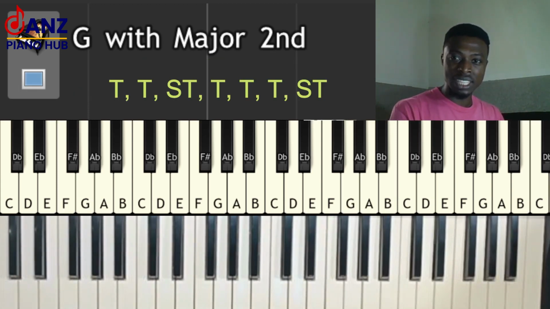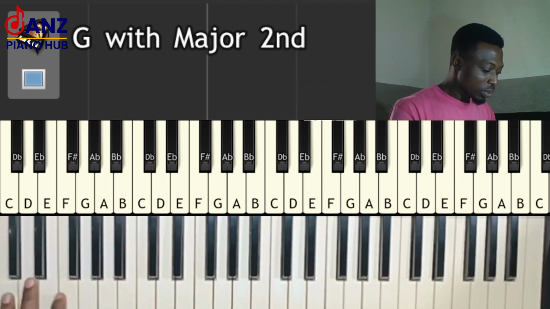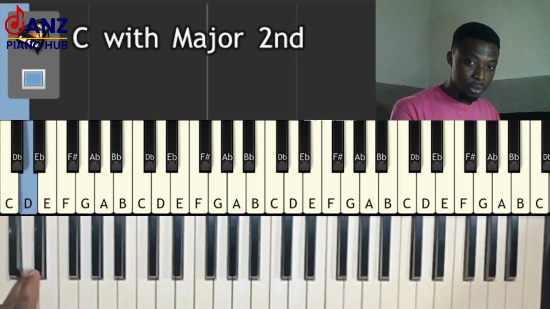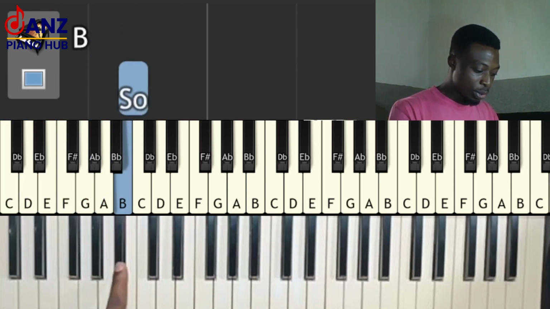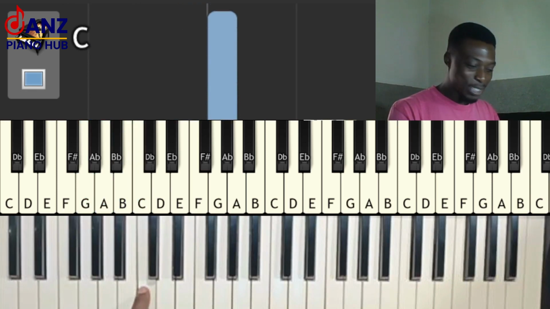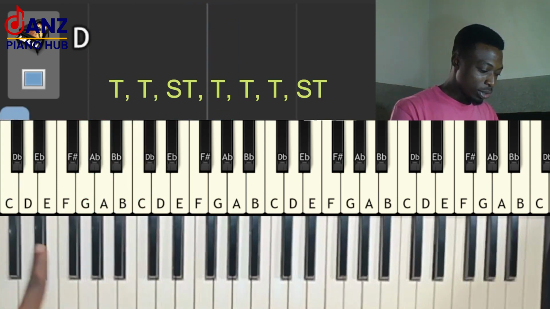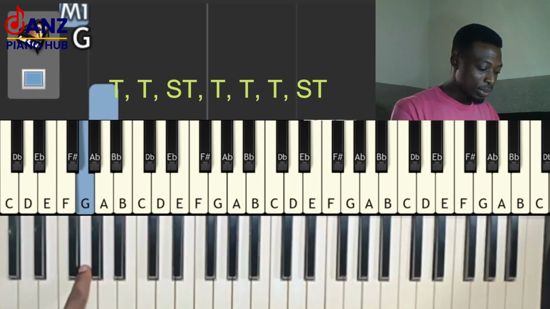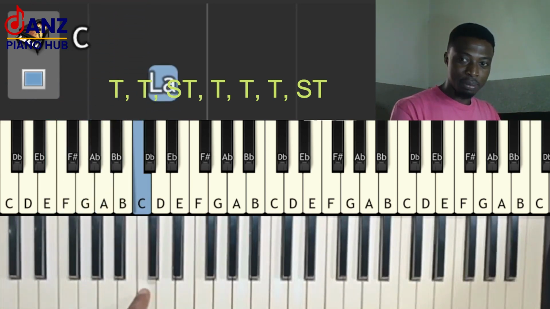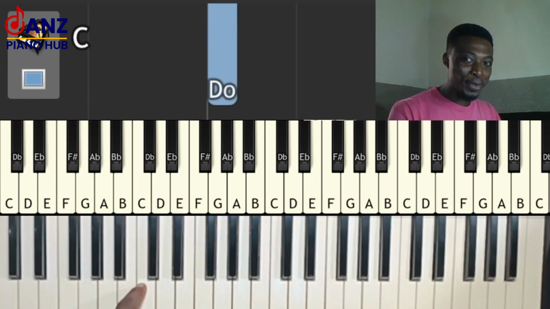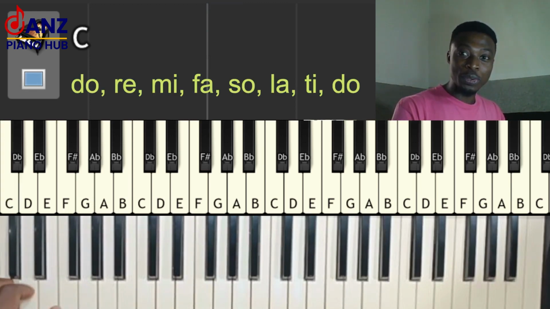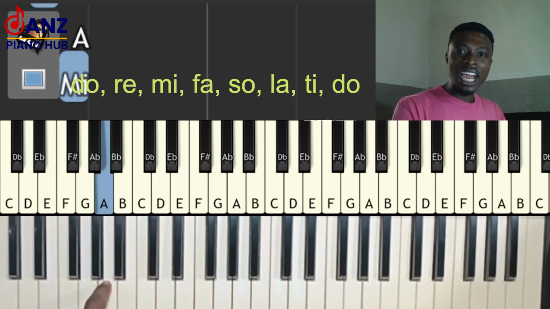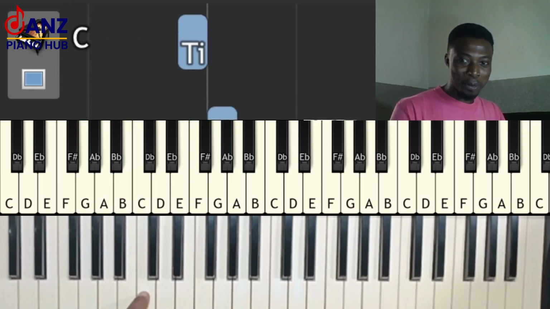So now I want to follow our formula that says tone, tone, tone, semitone, tone, tone, tone, semitone. Now look at it. Tone, tone, tone, semitone, tone, tone, tone, semitone. Let's go again. Tone, tone, tone, semitone, tone, tone, tone, semitone. Now you will notice, if you listen very carefully, that it gave us do, re, mi, fa, sol, la, si, do.